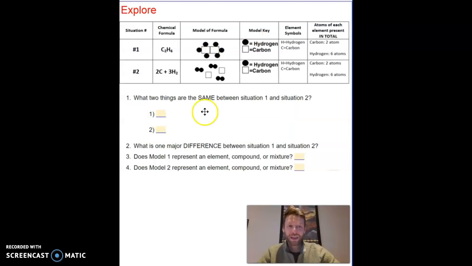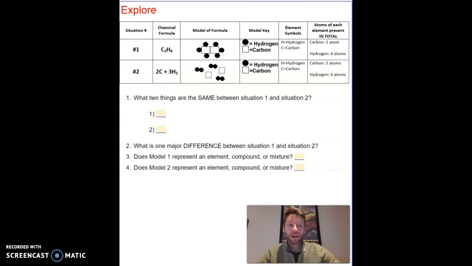Let's get started. In your Explore today, you compared a compound with the formula C2H6 in this model, where everything's connected together. Remember, that's what a compound is. And a mixture, 2C plus 3H2. We have 2C, so two separate carbons, and then we have 3 molecules of H2, of 2 hydrogens stuck together. So there's a total of 2 carbons and 6 hydrogens in both chemical formulas, but notice the difference between them being all together as one compound and then being separated as a mixture.